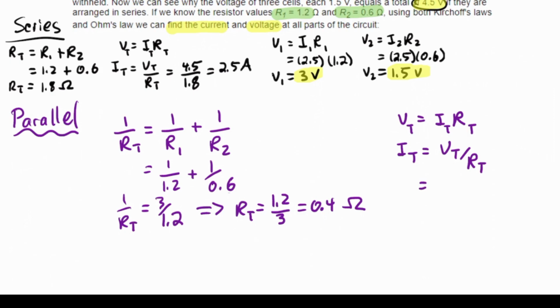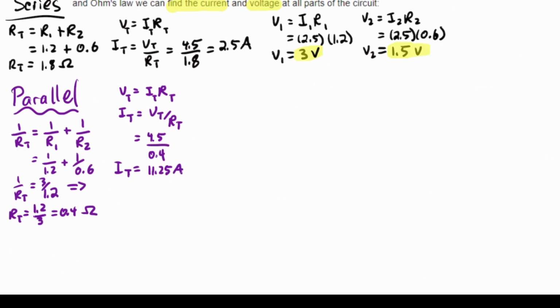Let's plug in our values. We know the voltage in the circuit is 4.5 volts. We know the resistance, which we just found here, is 0.4. So let's do the calculation, and we're going to find that it equals 11.25 amps. And we'll see in a moment how we can use that to do our next calculations.